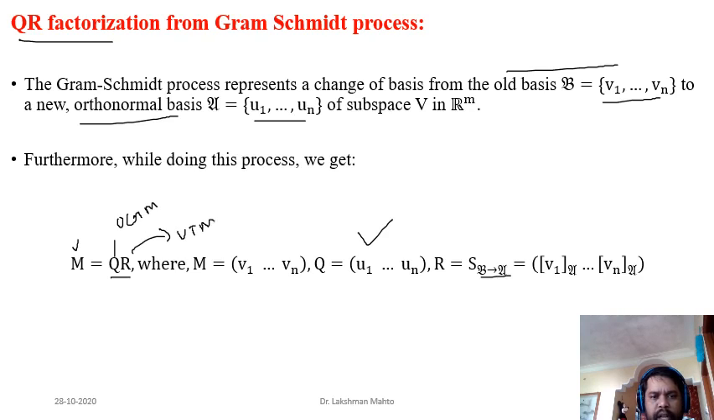So what are the properties of an orthogonal matrix? I had already told that if you want to find the inverse of an orthogonal matrix, just take the transpose, and then you will get the inverse. So the inverse of an orthogonal matrix is just the transpose of that matrix. So Q inverse would be equal to Q transpose.